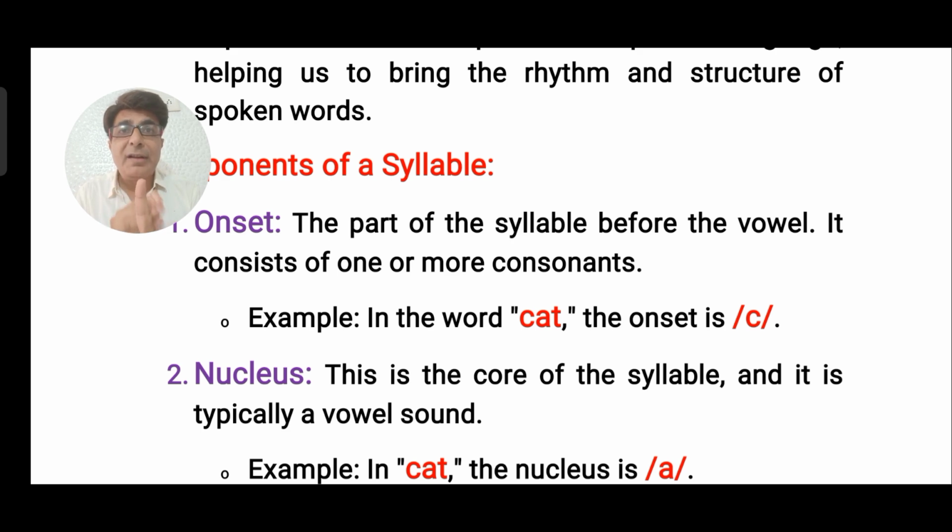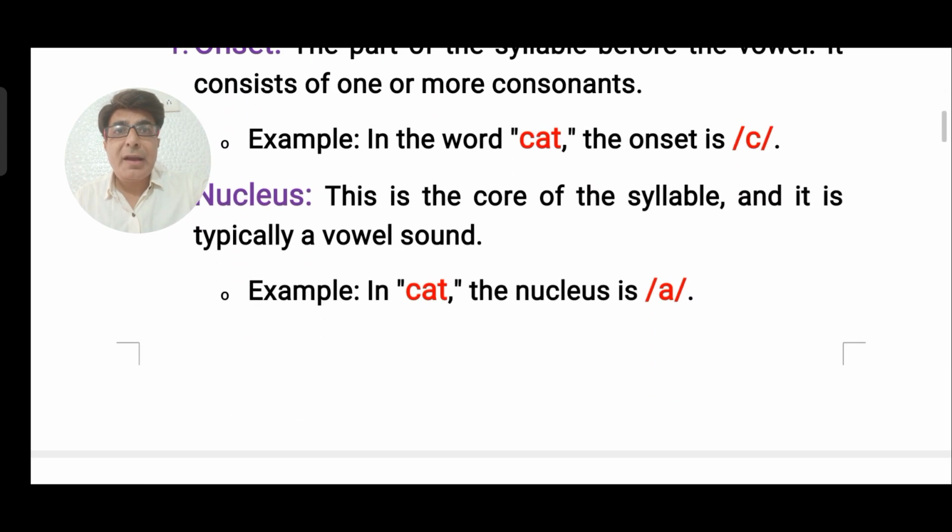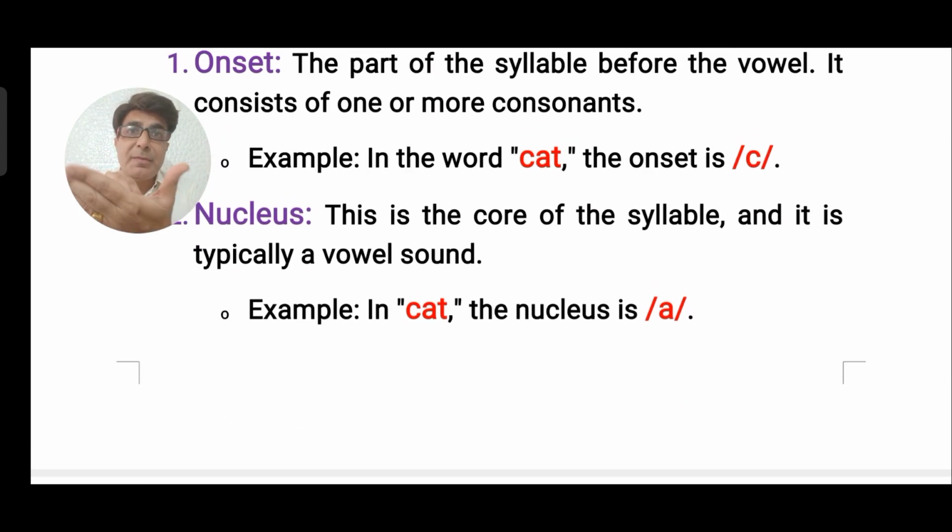Say for example, the word cat. Cat is one word and it is also one syllable. Now, what is the vowel in this word? The vowel is A. The part which comes before this vowel A is C. So, C is onset. In the same manner, nucleus. Nucleus means the center. So the center of the syllable is generally a vowel, and that is known as the nucleus of a syllable.